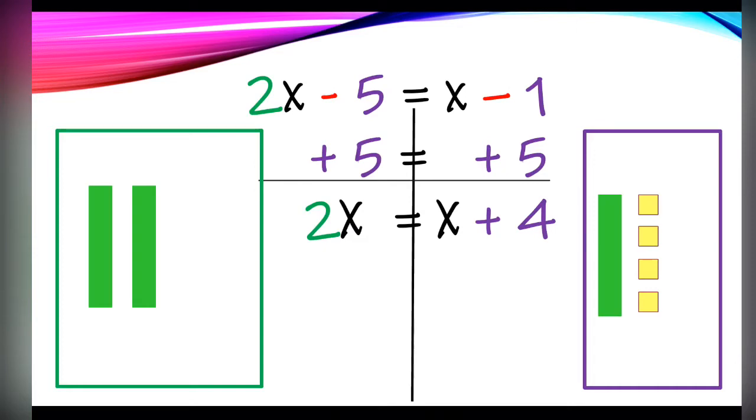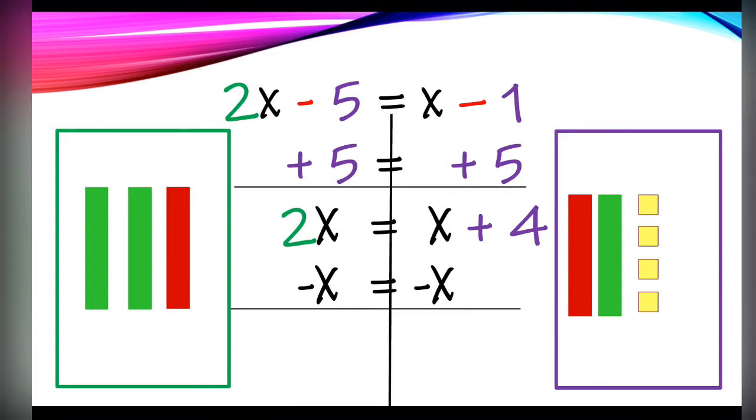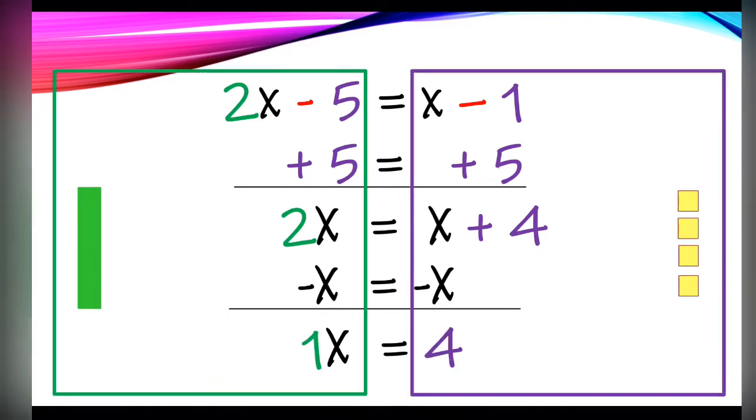Again, if we want to get all the green on one side, all the x's, we need to get rid of that green that's located on the right. How are we going to get rid of that? Well, if there's a positive x, we're going to add a negative x. We do it to the one side, we're going to do it to the other side. So all we've done here is put in place a negative x. When we do that, we can look at those 0 pairs again. A positive x and a negative x will eliminate each other on either side. So we're left with 1x and 4.